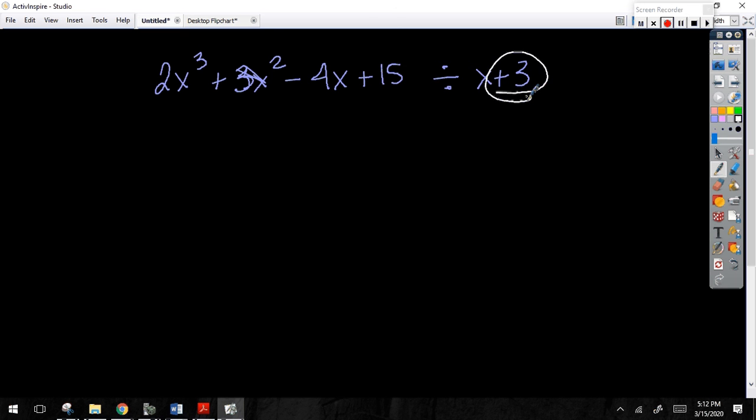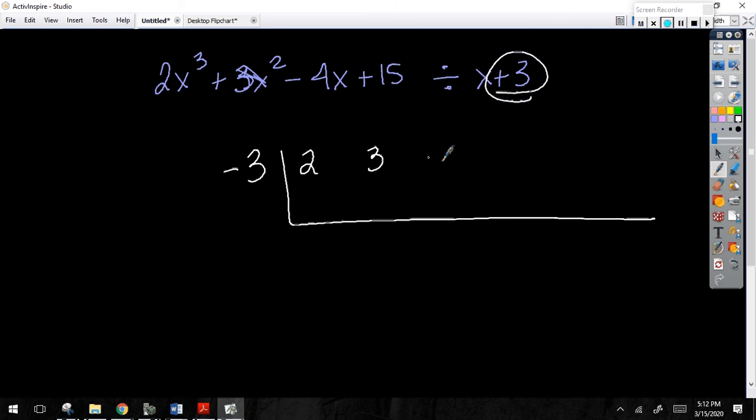Let's say that I have 2x cubed plus 3x squared minus 4x plus 15, divided by x plus 3. Y'all, I am so sorry, this is weird with this pen. Okay? Again, check for placeholders. I don't have any or need any. So I'm going to change the sign of this number, negative 3, upside down parenthesis, and now my coefficients: 2, 3, negative 4, and 15.